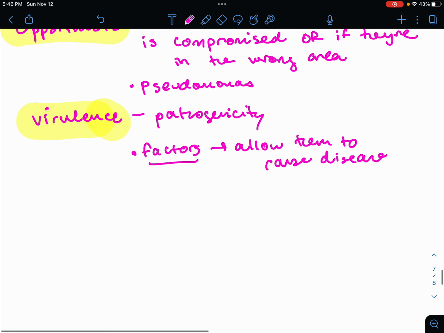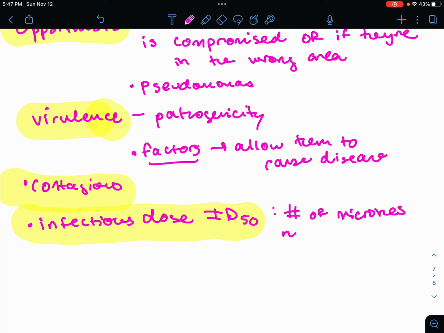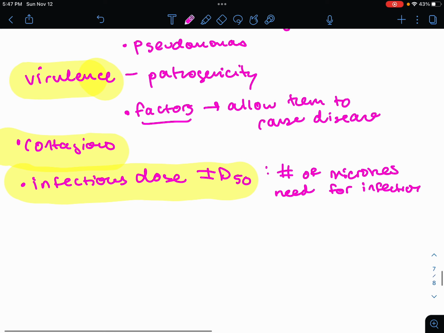So, contagious diseases again. I think that's self-explanatory what that word means. And the infectious dose, which is also known as the ID50. So this is like the lethal dose for substances. The infectious dose is the number of microbes needed for infection. And we're going to infect 50% of these cells.